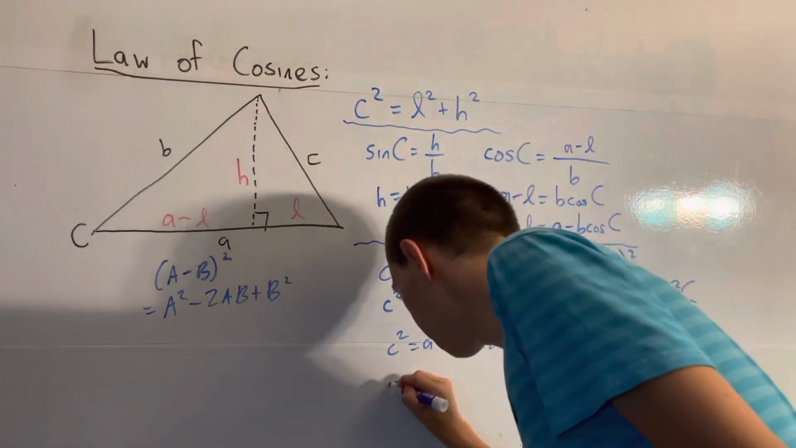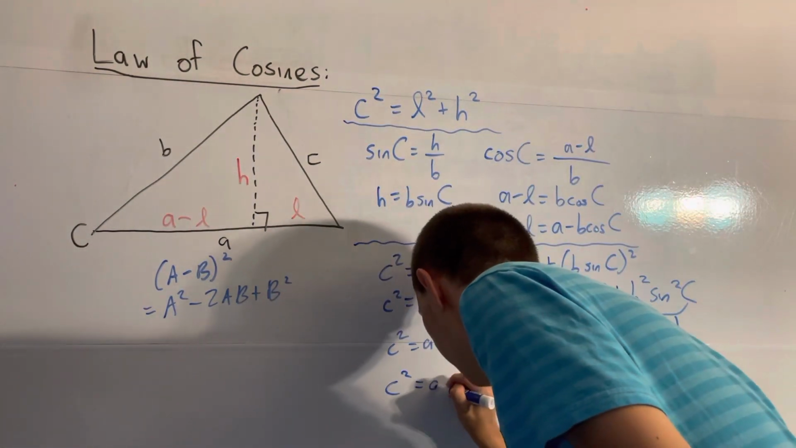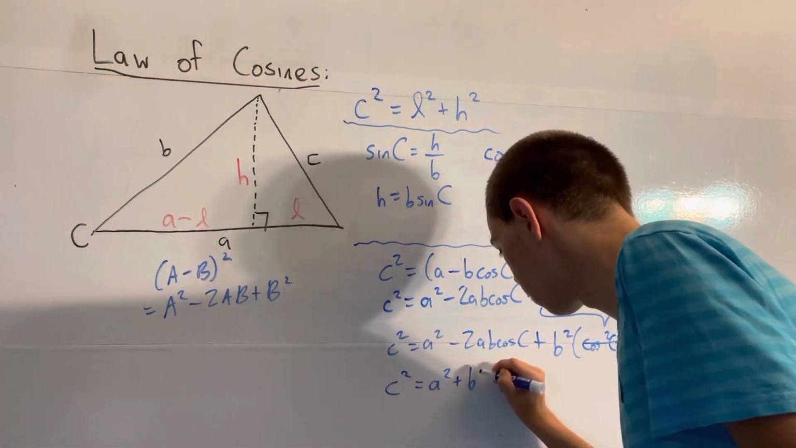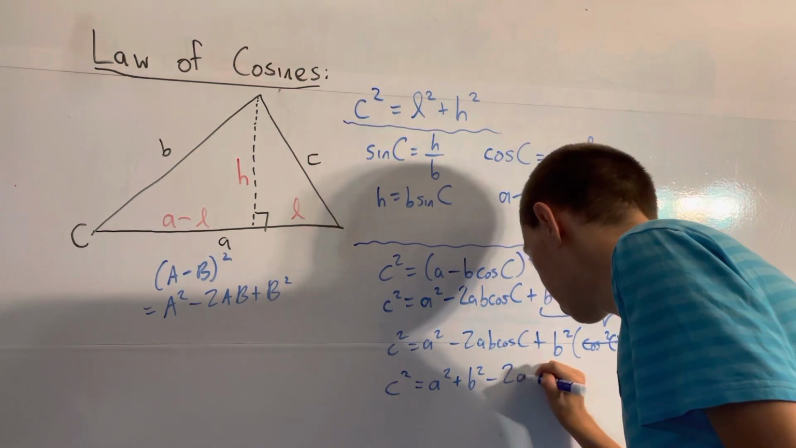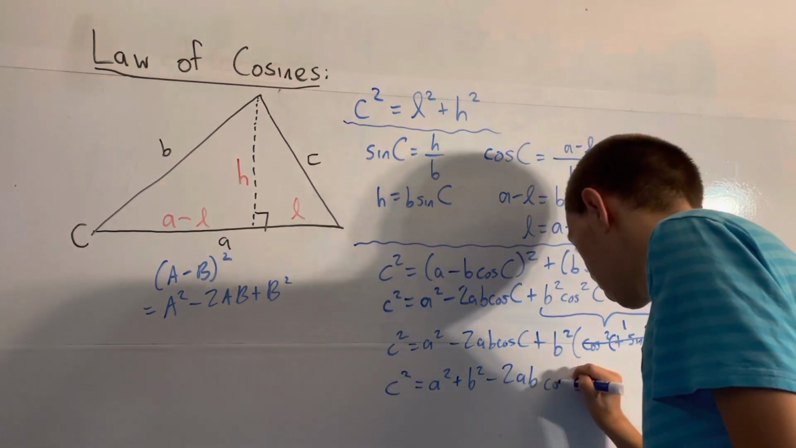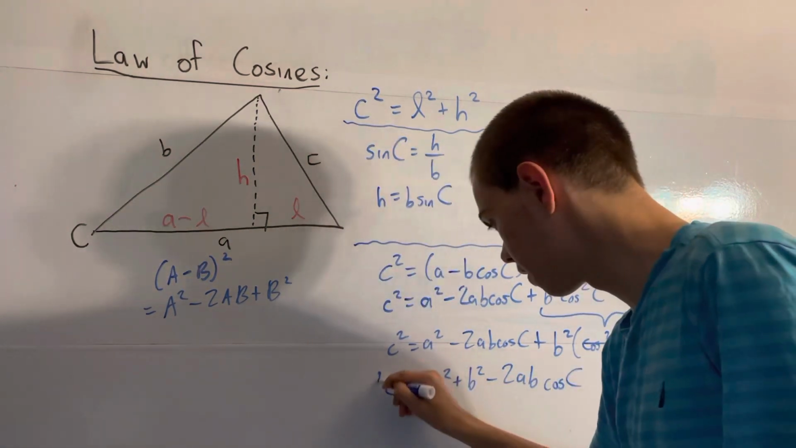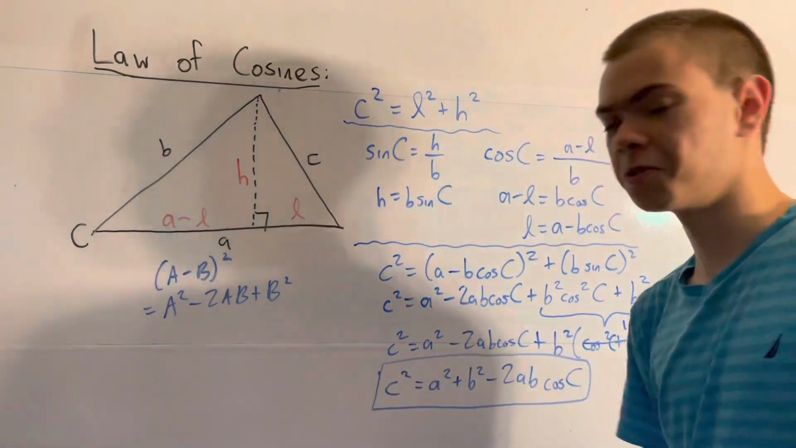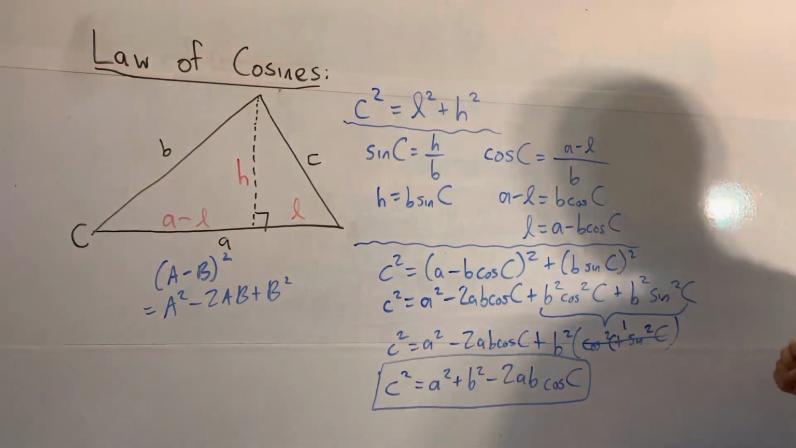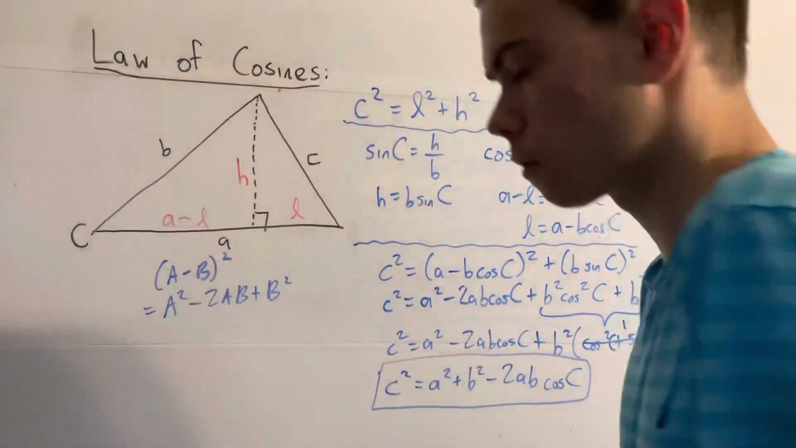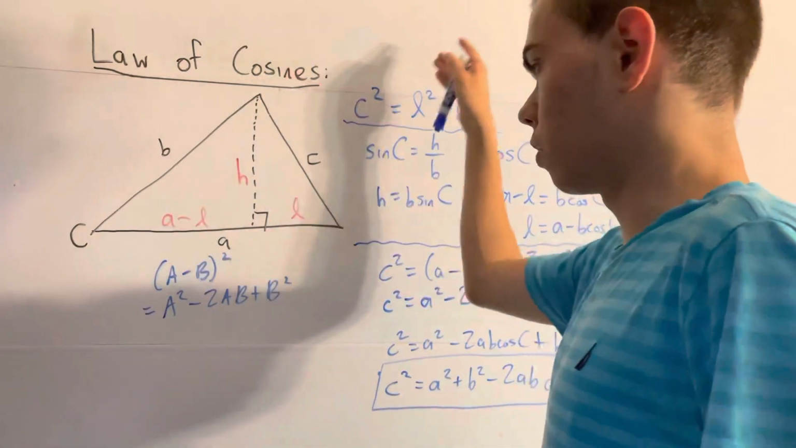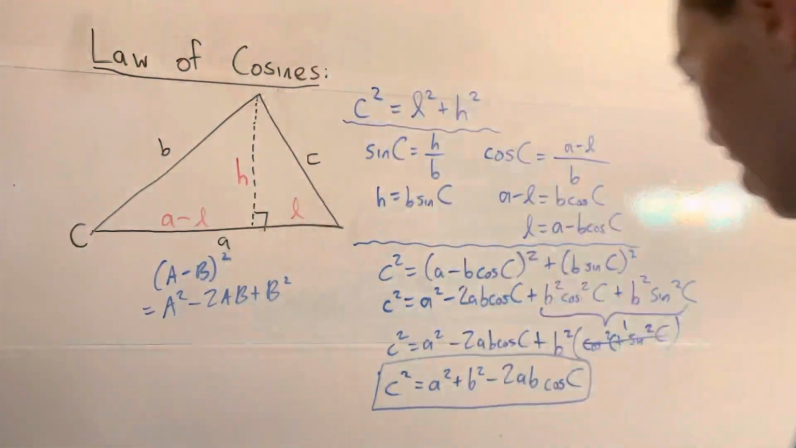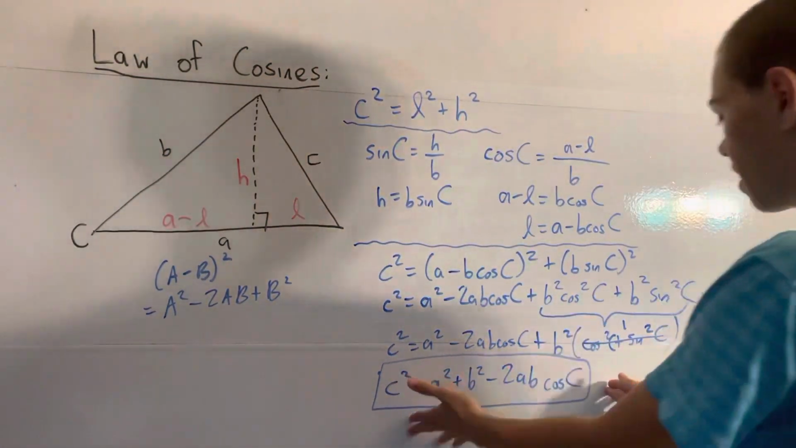And so we now have A squared plus B squared minus 2AB cosine of angle C. This right here is the law of cosines. That's pretty much how it works. And yes, it will work for an obtuse triangle as well. You could show that it would work for an obtuse triangle as well. And so this is the whole idea of the law of cosines.